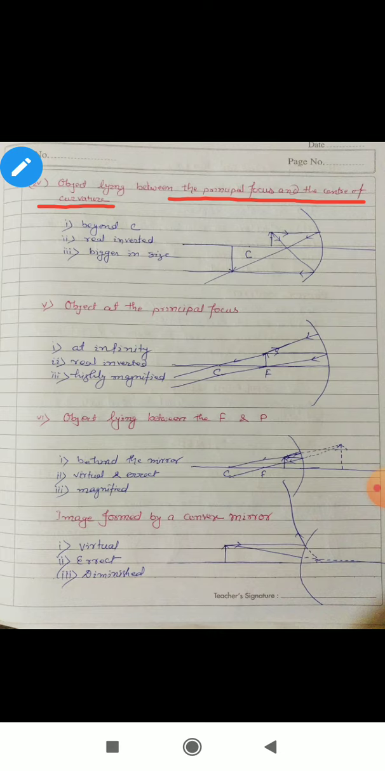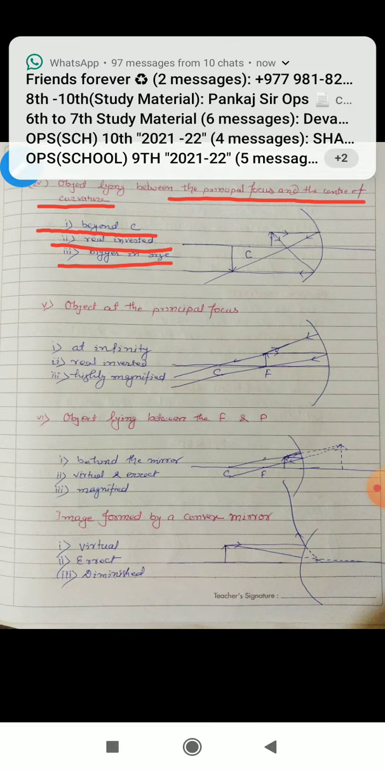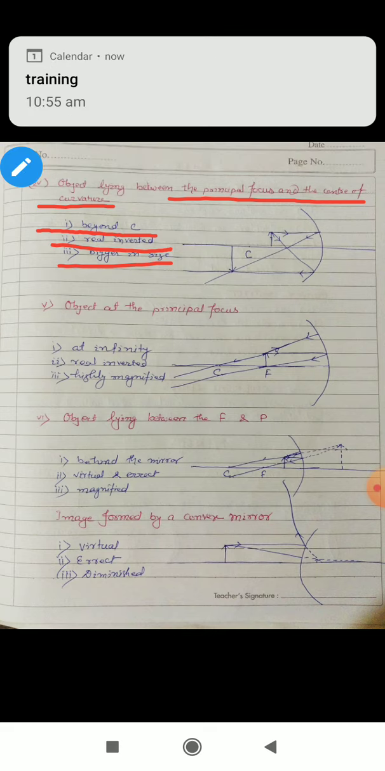So in this case, student, you can see in this figure, the image is forming beyond C. So first property we can now discuss. The first property of this image will be beyond C. Second property, here also it is real and inverted. Third property, it is bigger in size. That means the size of the image is bigger than the object. Now straight after this one, we'll discuss the next thing, when the object is at the principal focus.